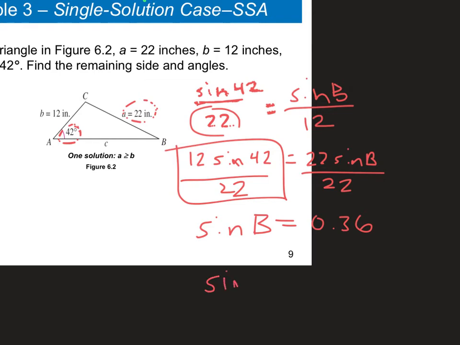So you have to click second sine. And what does that give you? I got 21.4, but close enough. So 21.4 degrees is our angle measure for B.